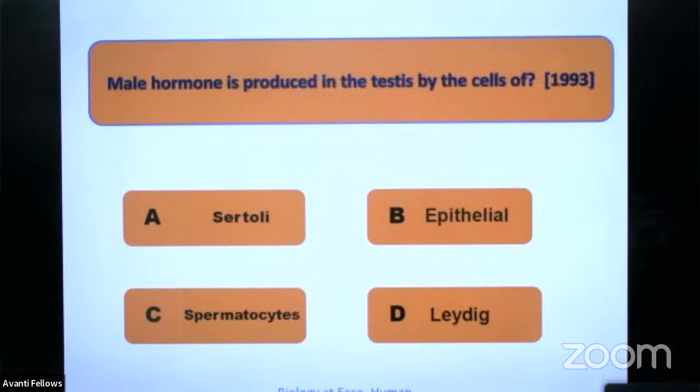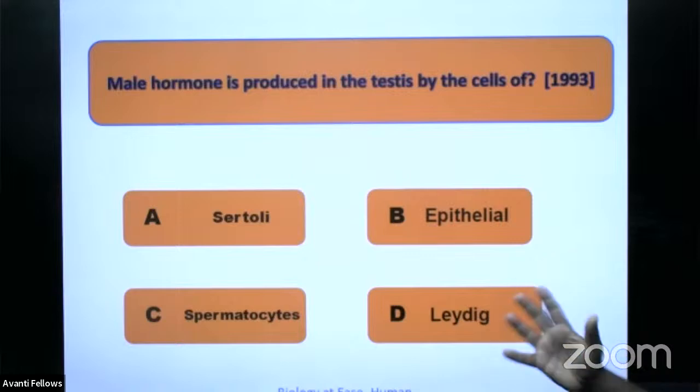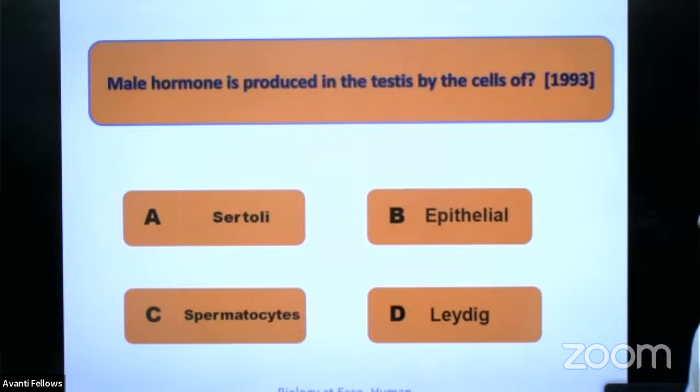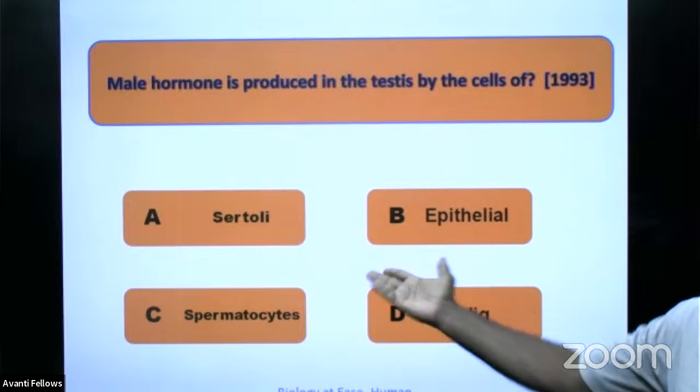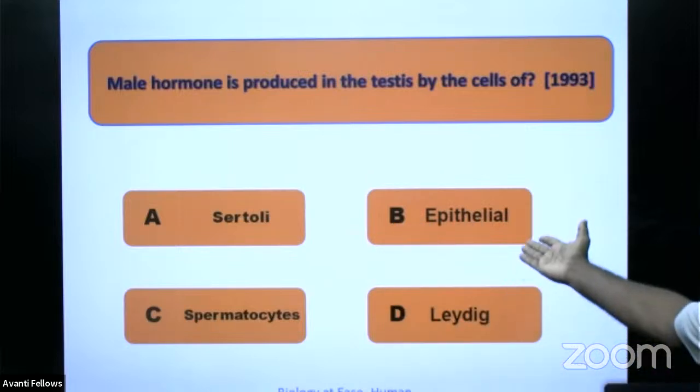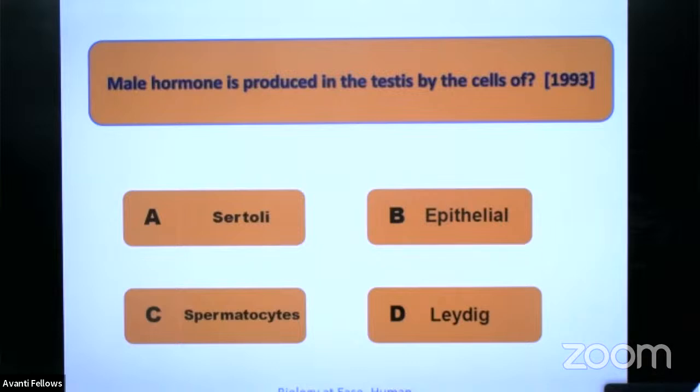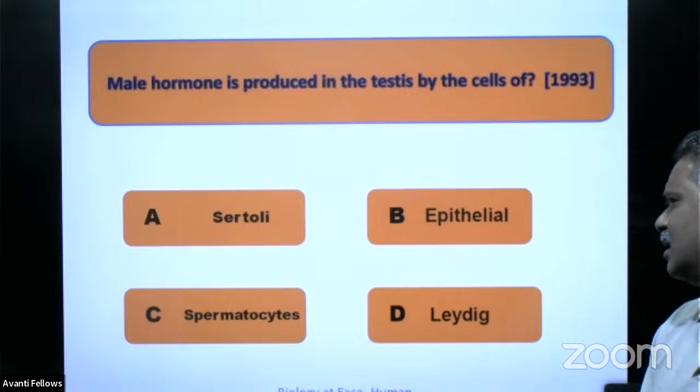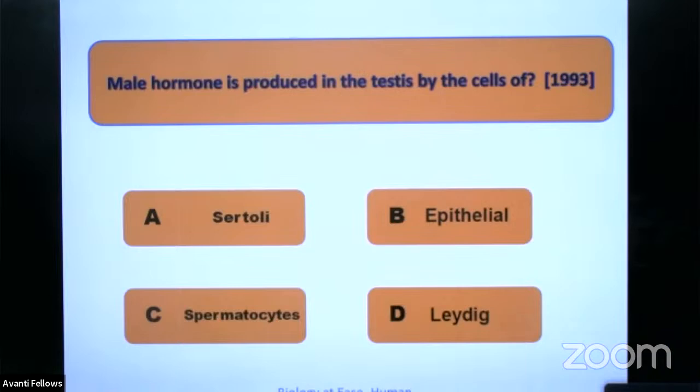Then next question: male hormone is produced in the testis by the cell of. Male hormone, testosterone, is produced in the testis by a cell. Which cell secretes this male hormone testosterone? Is it a Sertoli cell? Option B is the epithelial cell. Option C is the spermatocytes. And option D is the Leydig cells. There are 4 options given here.